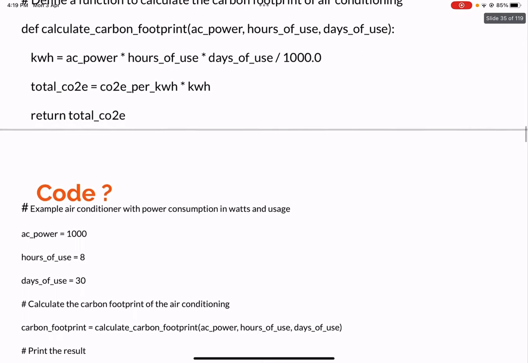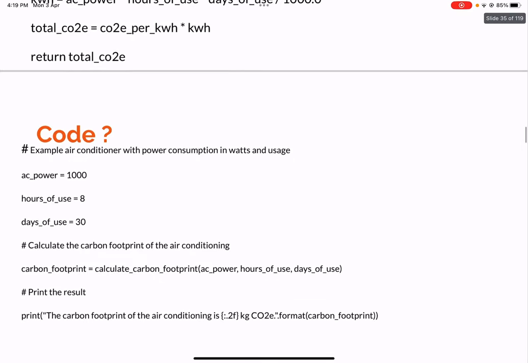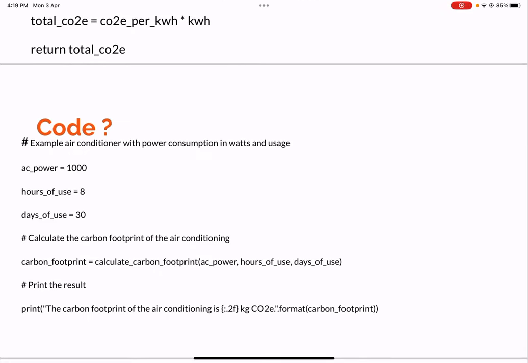So finally, for example, in this case the AC power is expressed as 1000 watts. If you enter in your calculator the hours of use as 8 and the days of use as 30, it would calculate the monthly carbon footprint, and the code which you have written would give us the monthly carbon footprint for that user who is using that air conditioner. So this is how Python code could be written for each and every appliance which consumes electricity, so as to arrive at the carbon footprint from that appliance.